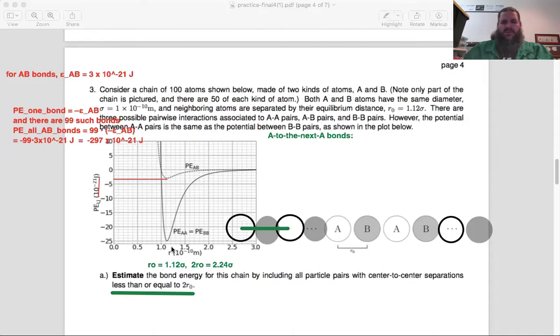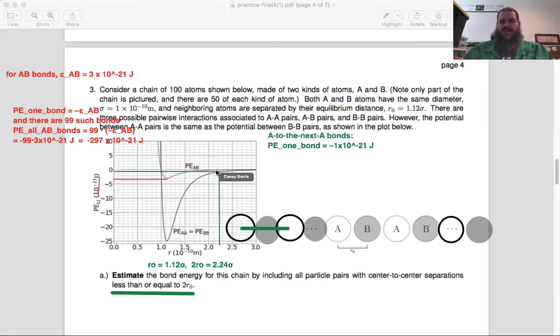So we look up 2.24 on this chart. 2.24 would be somewhere around here. We're kind of just estimating from this graph, but we can do a reasonably close estimate. So 2.24 sigma, that's the actual distance we care about. And it looks like that is pretty close to 0. I think that's about -1 times 10 to the negative 21. So the potential energy of one of those bonds is going to be -1 times 10 to the negative 21 joules.